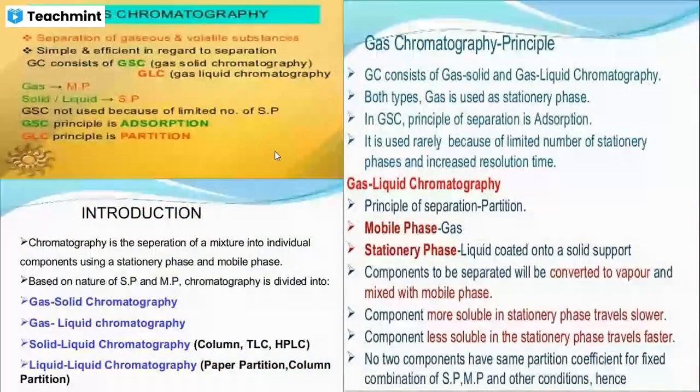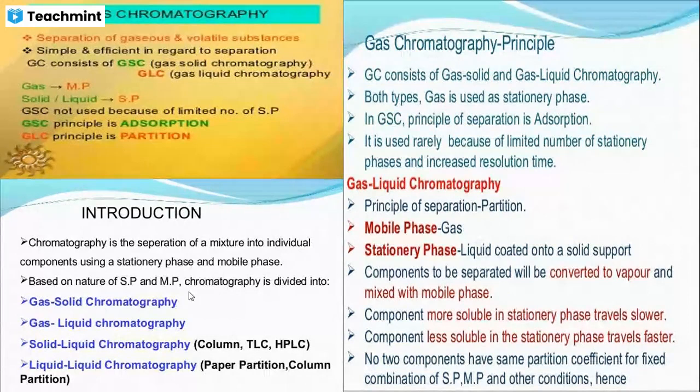As already discussed, gas chromatography is a separation technique in which a mixture gets separated into its components using two phases. Two phases are required, as I already discussed with you. One is the SP and another is the MP. SP is the stationary phase and MP is the mobile phase. Then the classifications are there. This is the introductory part.